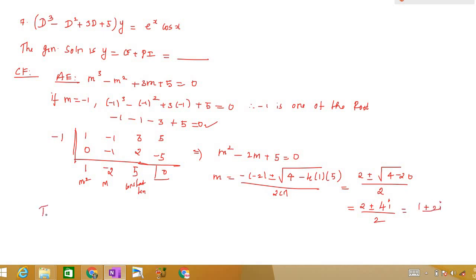So the roots are minus 1 and 1 plus or minus 2i. So these are the roots. Now we need to write the complementary function. Now you can see this root is a distinct root, so we will have c1 e^(-x) plus, and since these are complex, imaginary roots, we know it is e^(alpha x), so alpha is 1, e^x into (c2 cos beta x plus c3 sin beta x). Right?